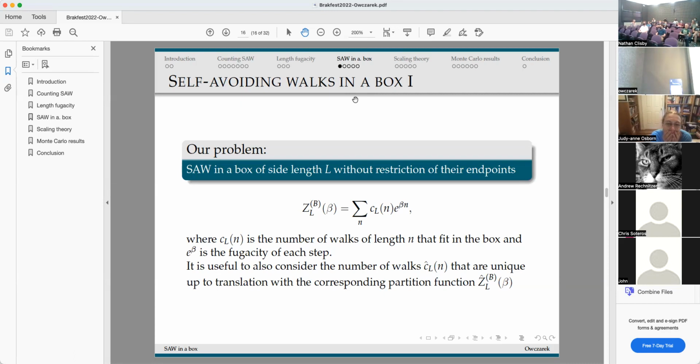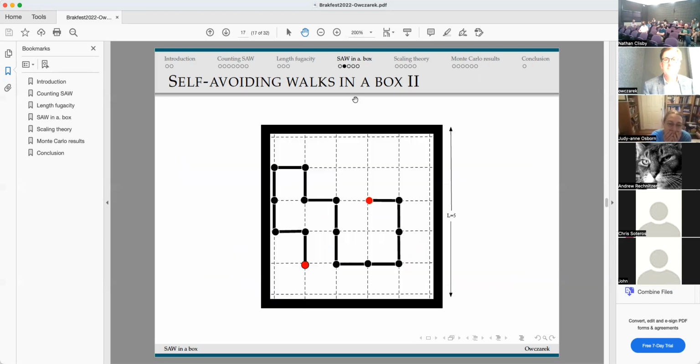The translation is not really relevant. Within a box, there's only really L squared maximum places you can move one of the endpoints to get any other configuration. And L squared isn't exponential in size, and we're worried really about exponential growth rates of things. So you only really have to worry about walks that are unique up to translation inside a box, and you can prove that. So the walks we're talking about are walks of any length, starting and ending anywhere inside a box.